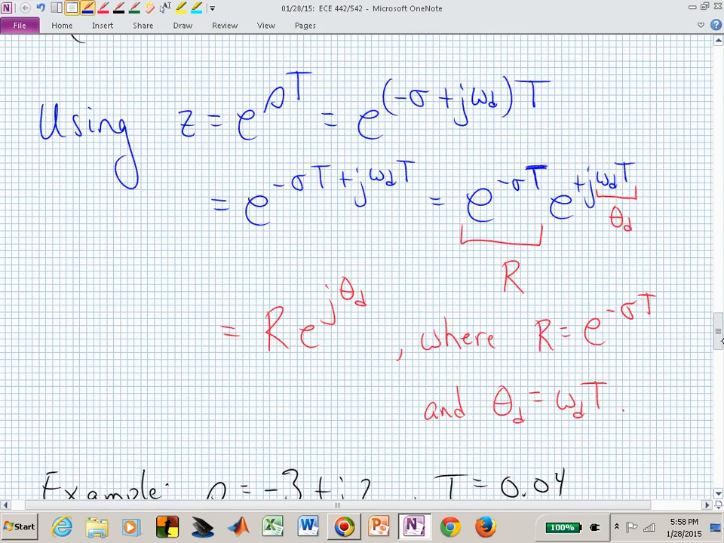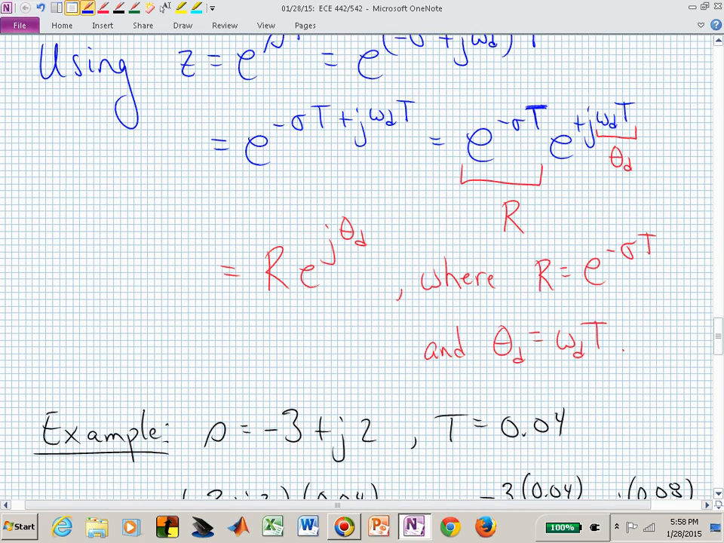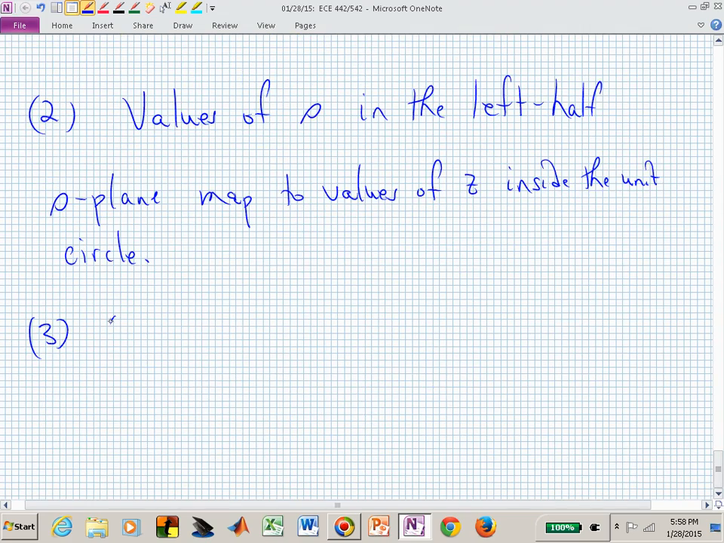Relative to this mapping, we also see that theta sub d is just omega sub dt, and that's just some angle. So we have some radius at an angle. That third observation is theta sub d is omega sub dt, meaning if you know the imaginary part of your complex number in the s-plane, you multiply that by the sample period and you have your angle theta sub d in the z-plane. Question?